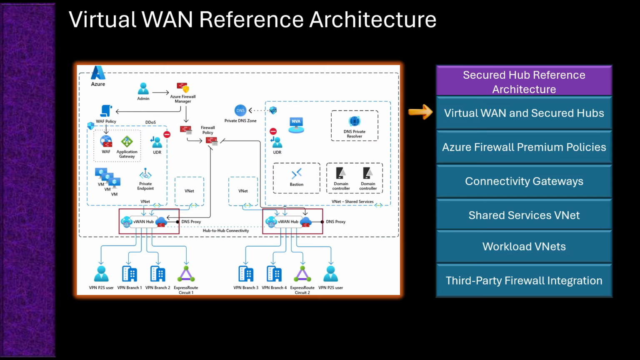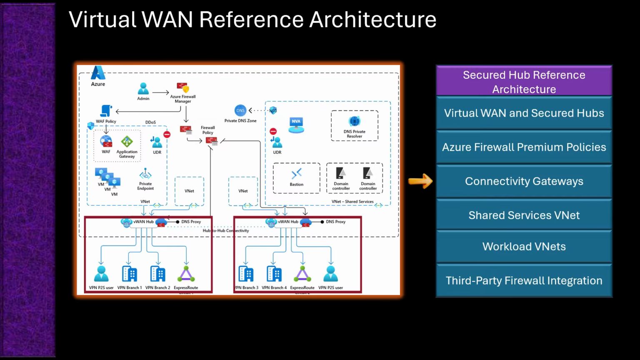Each hub includes an Azure Firewall Premium, which enforces advanced security policies. At least one Azure Firewall Premium policy defines the centralized security rules and is applied to the secured hubs. This policy includes features such as TLS inspection and IDPS and many more.